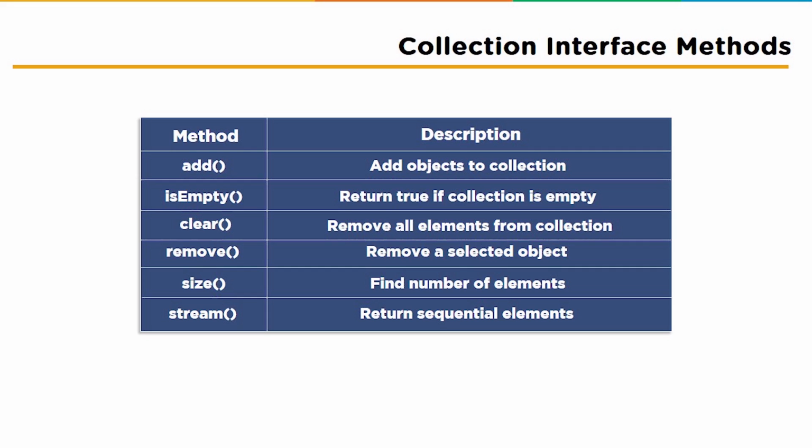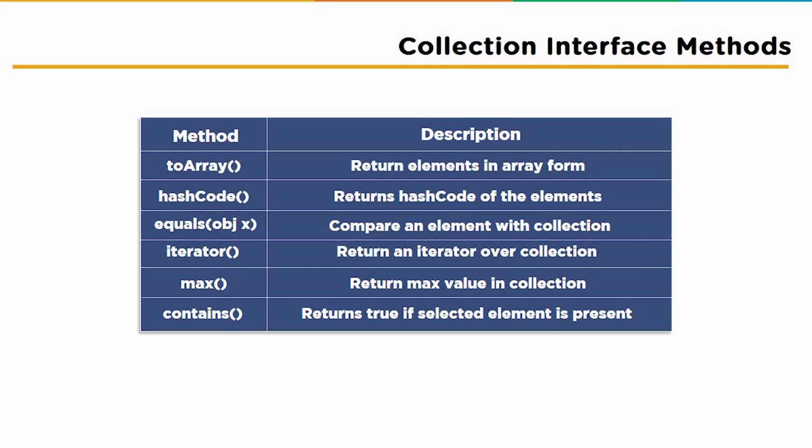Next to the remove method we have the size method. So the size method is used to return the number of elements in the collection. So after the size method we have the stream method. The stream method is used to return a sequential stream with this collection as its source. So the next method we have is the toArray method. The toArray method is used to return an array containing all the elements in this collection. Followed by that we have the hashCode method. This method is used to return the hashCode value for this collection.